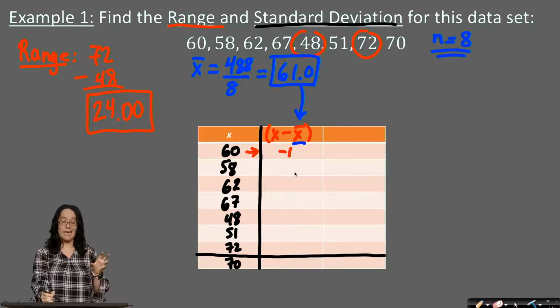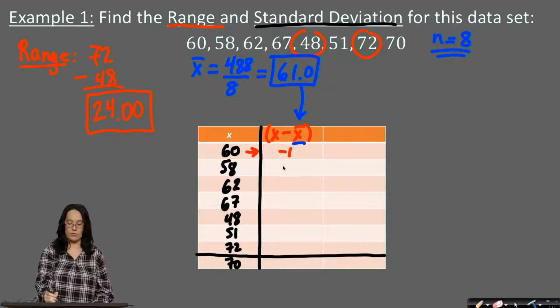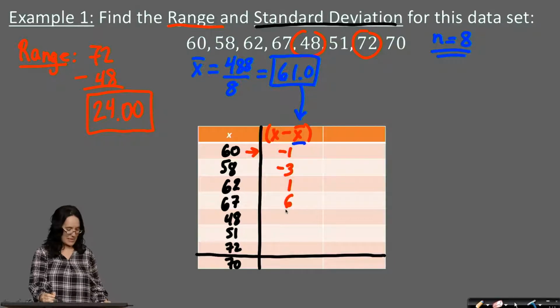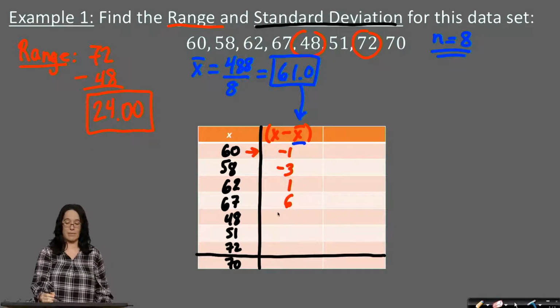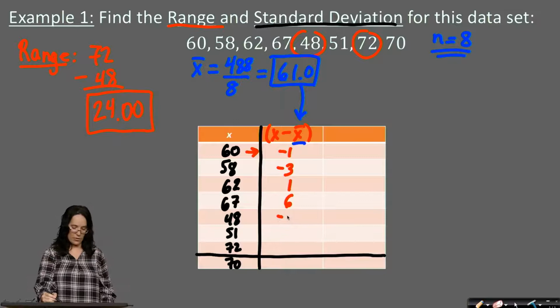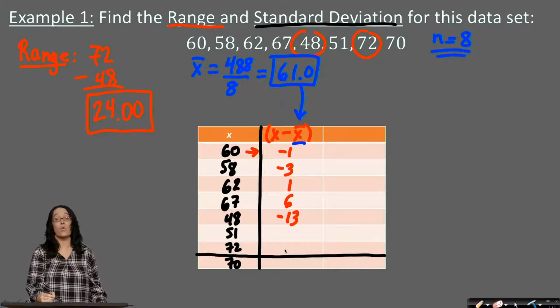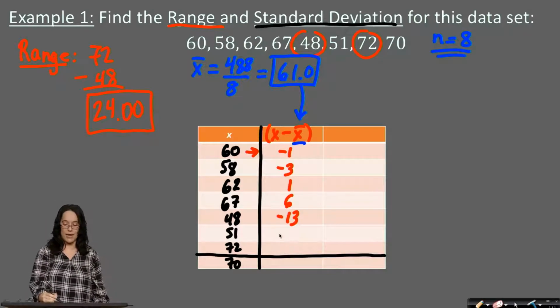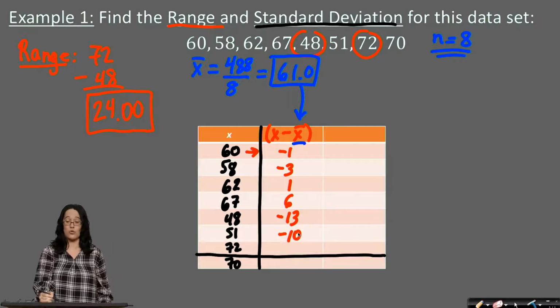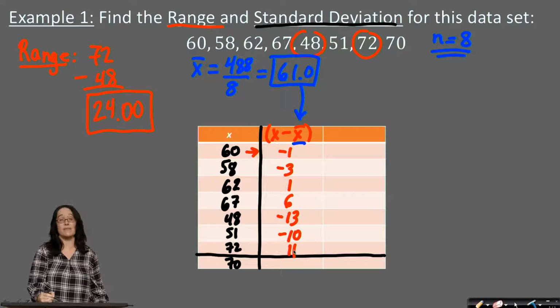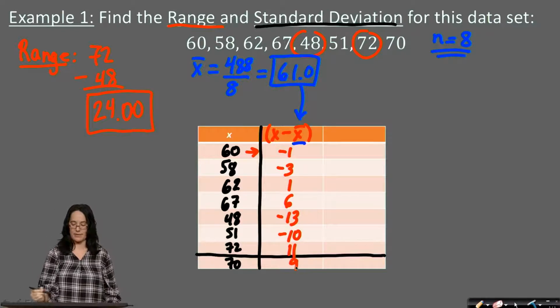Or you did 58 minus 61, which would have given you negative 3. Or 62 minus 61, that's positive 1. Or 67 minus 61, well, that's positive 6. Or you did 48 minus 61, and you got negative 13. Or you did 51 minus 61, and you got negative 10. Or 72 minus 61, in that case you got 11. And then 70 minus 61, you got positive 9.